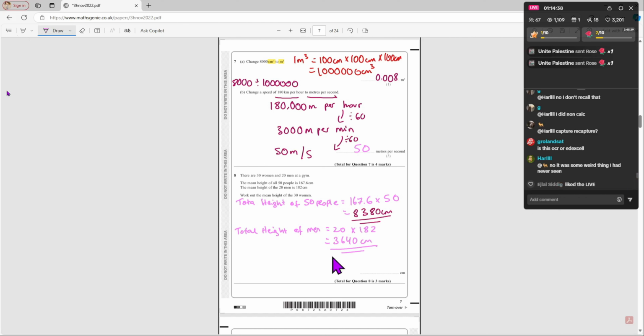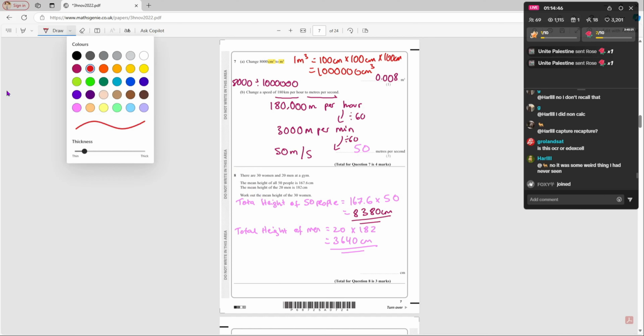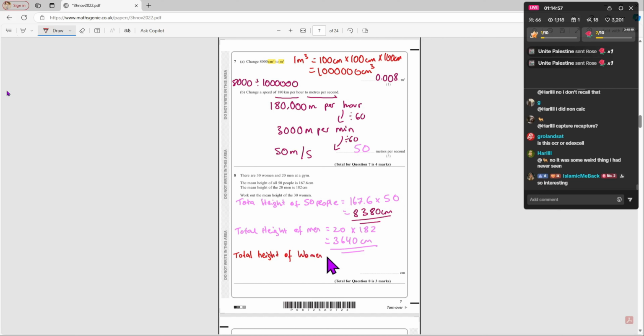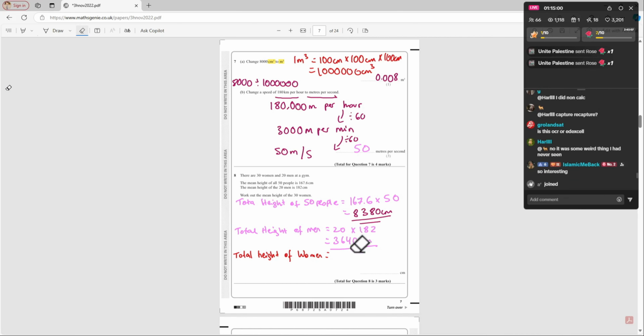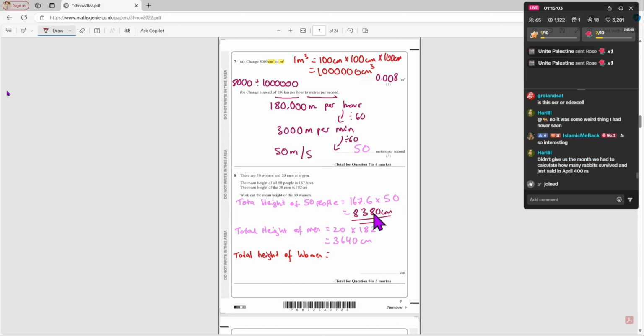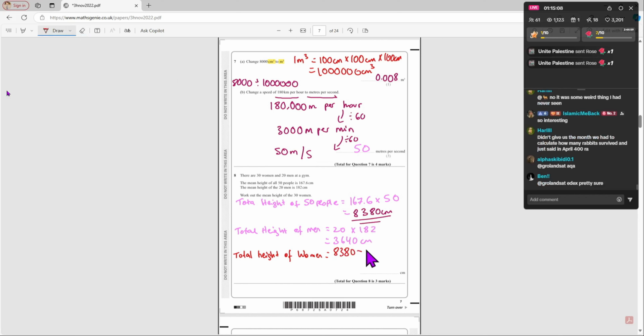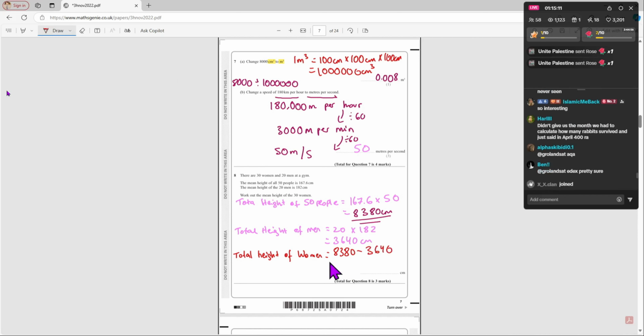And that is the total height of the men. Now we're going to work out the total height of the woman. The total height of the woman is going to be equal to the total height of all 50 people, which is 8,380, minus the total height for the men, which is 3,640, and you'll get 4,740. That is the total height for the woman.